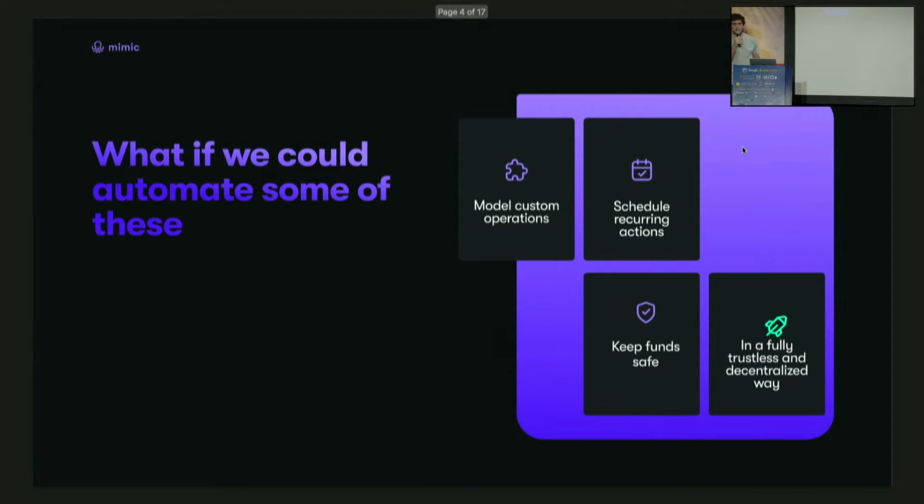So what if we could start modeling these operations? Because different projects in the space sometimes have to build similar operations. Like if you want to integrate with a decentralized exchange, or if you want to bridge assets, if you want to add liquidity or invest money, all different projects in this space are running into the same problems, right? So what if we can start modeling all these operations? They could start scaling recurrent actions to perform these operations, while at the same time keeping the funds safe and remaining decentralized, right?